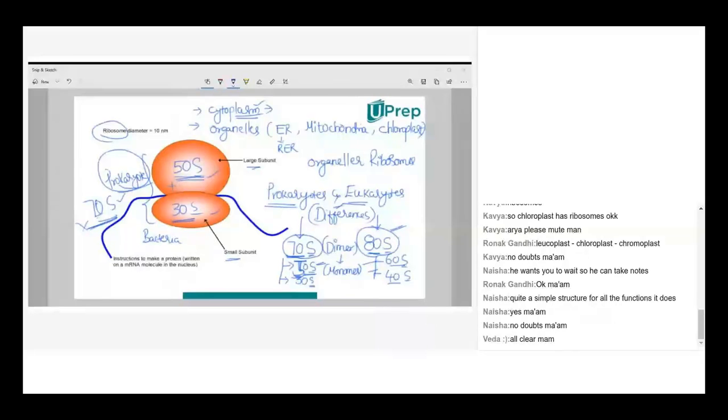Dimer is nothing but the association of two subunits. Okay, Ronak, understood? Di stands for two. The two subunits are joined together, and it forms the whole structure, the dimer. Usually, the ribosome exists in dimer form only. In some situations, it may change into monomer form, based on magnesium concentration. I just explained that in the other slide.